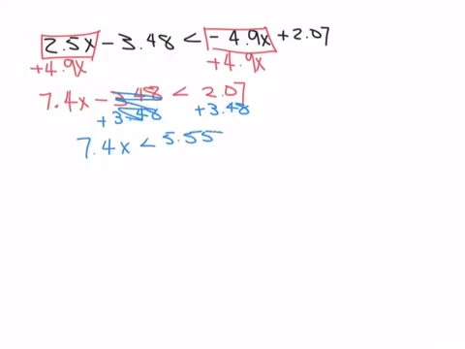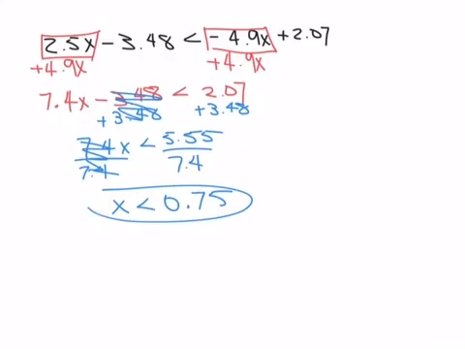Okay? Then I divide by 7.4, and I'm not doing anything. I'm not multiplying or dividing by a negative, so I don't have to worry about switching the sign around. So now I have x is less than 5.55 divided by 7.4, which is x is less than 0.75. All right? Now, what did they ask us to do? Solve it. That is the solution to that.